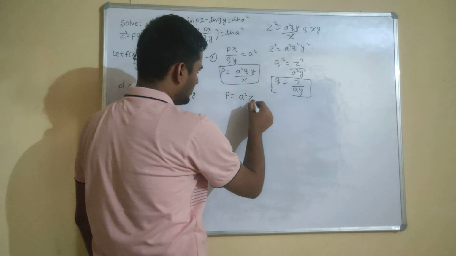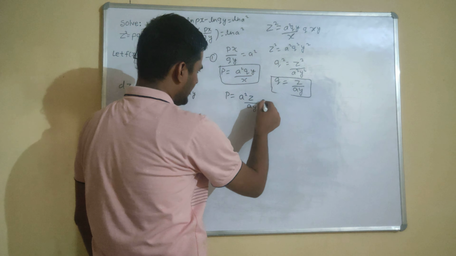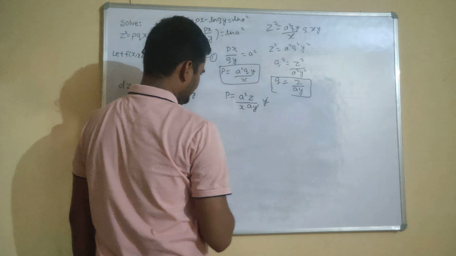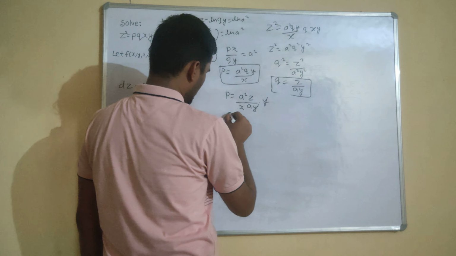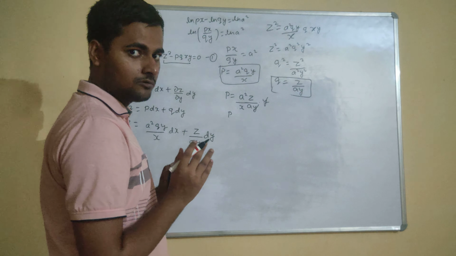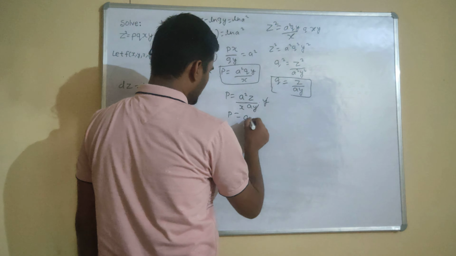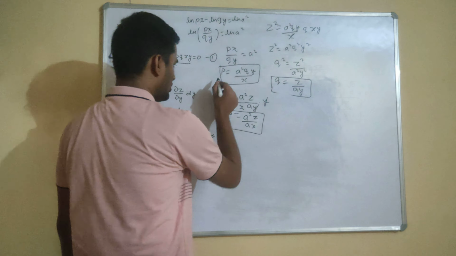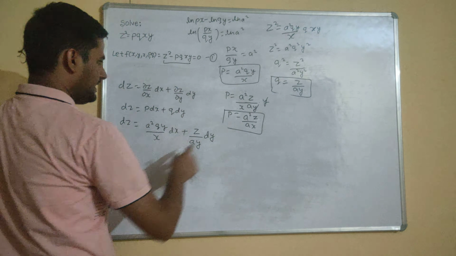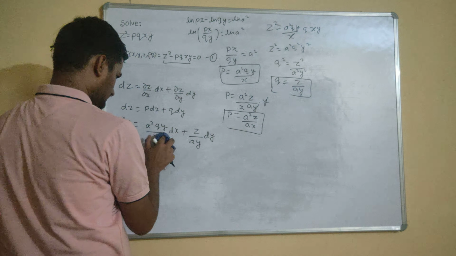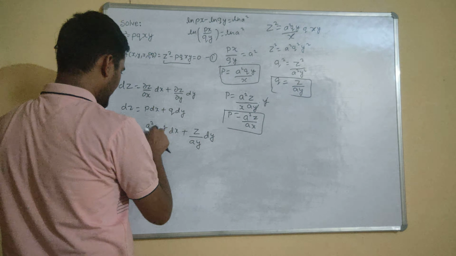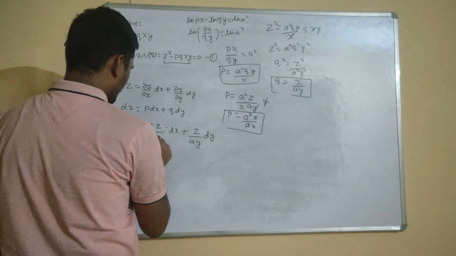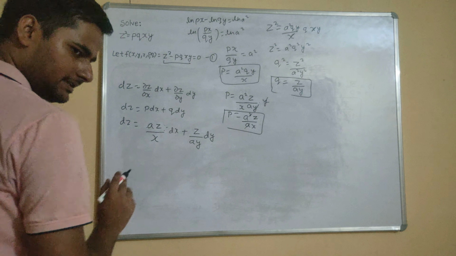In place of Q put Z by AY into Y, and X is in the denominator. So this gets cancelled. So P, you don't want P in terms of Q, remember. So P is equal to A squared Z divided by AX. Now this is perfect. I am not using that. So in place of P, A squared Z divided by AX, this A and A again get cancelled. So AZ by X. Fine.